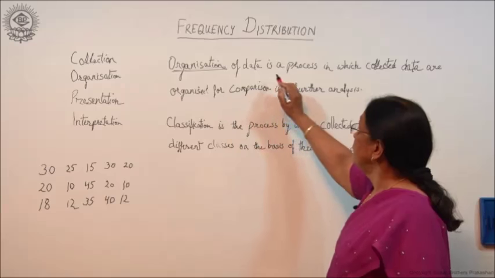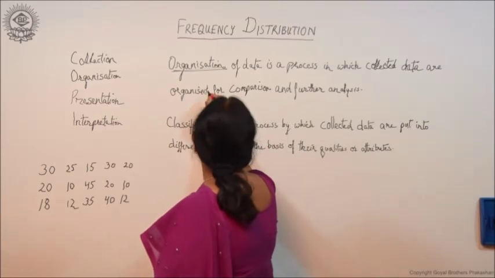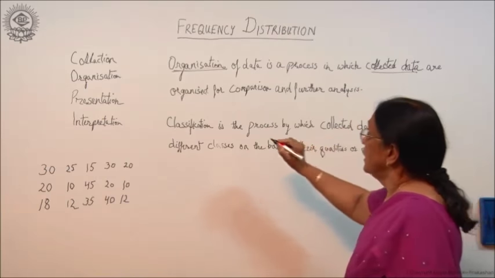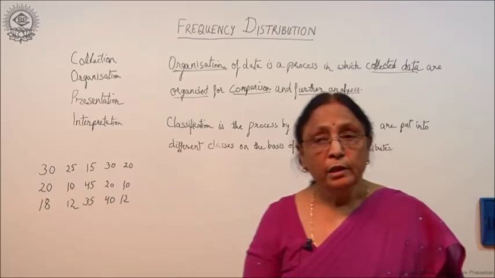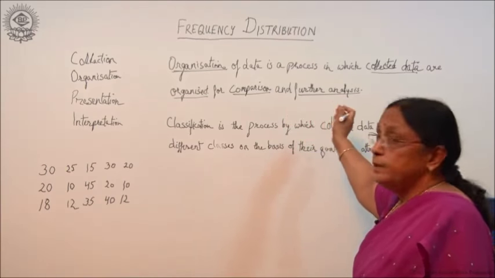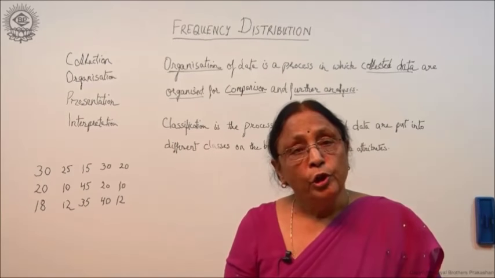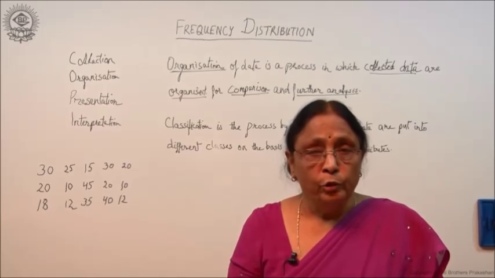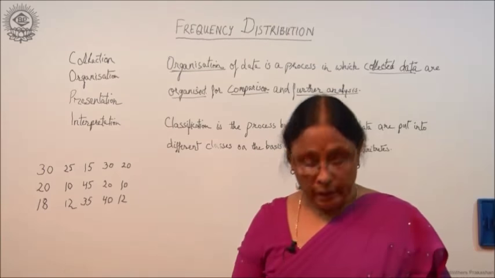Organization of data is a process in which collected data are organized for comparison and for analysis. The data is organized in a proper systematic manner. Why is it organized? For comparison and for further statistical analysis. Because if you don't organize the data, you cannot make any statistical analysis or comparison according to your purpose of inquiry. So collected data has to be organized for comparison and for statistical analysis.